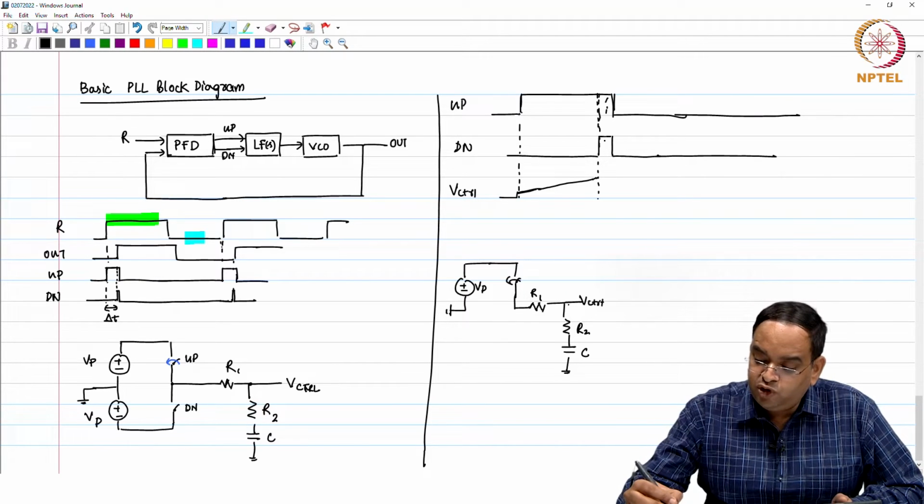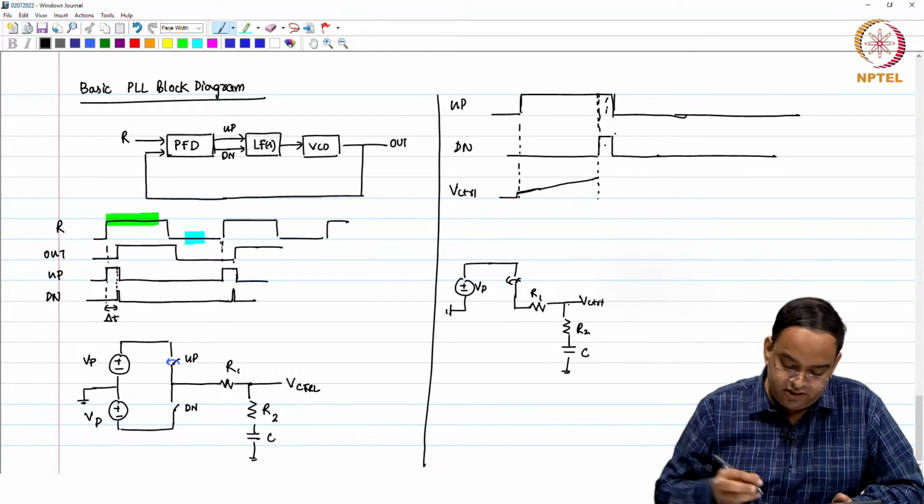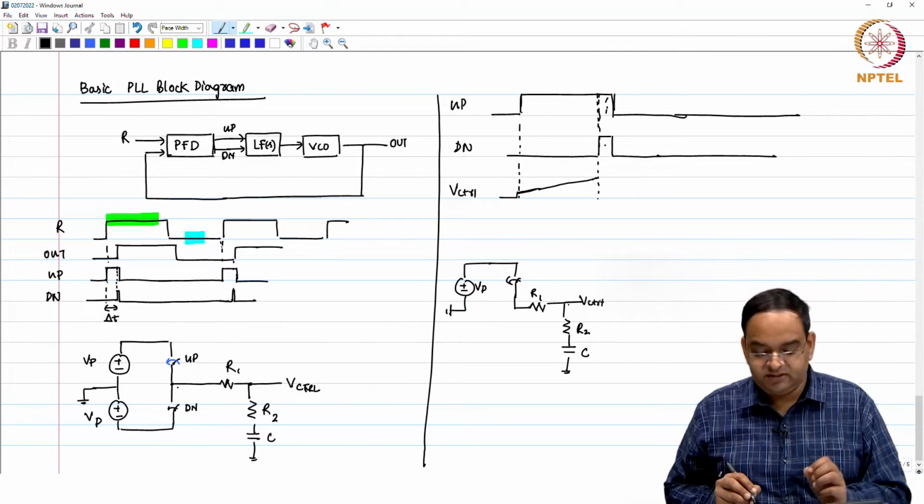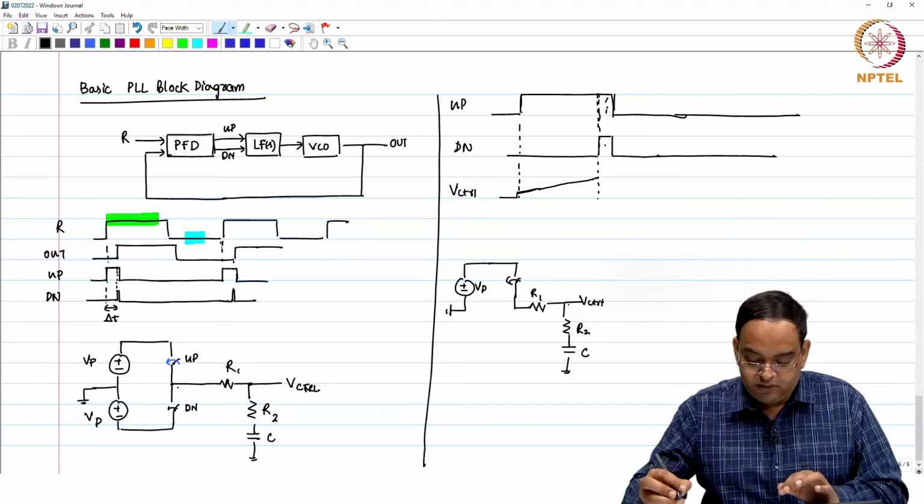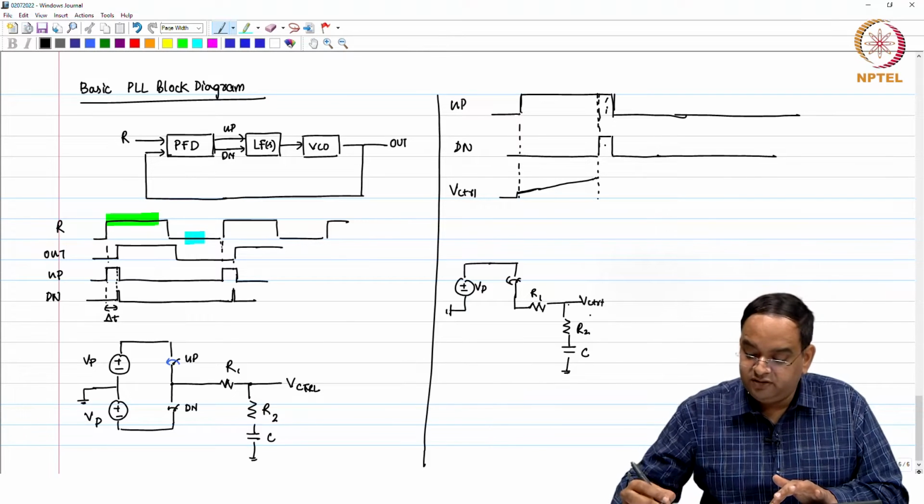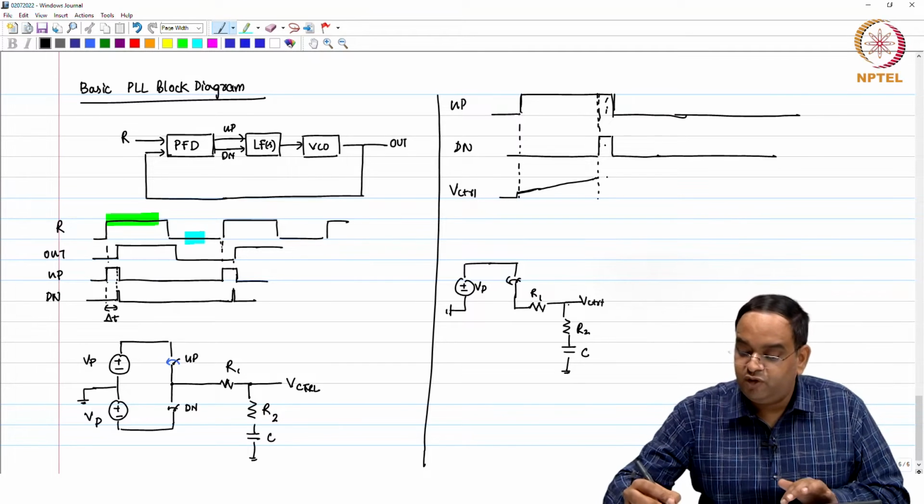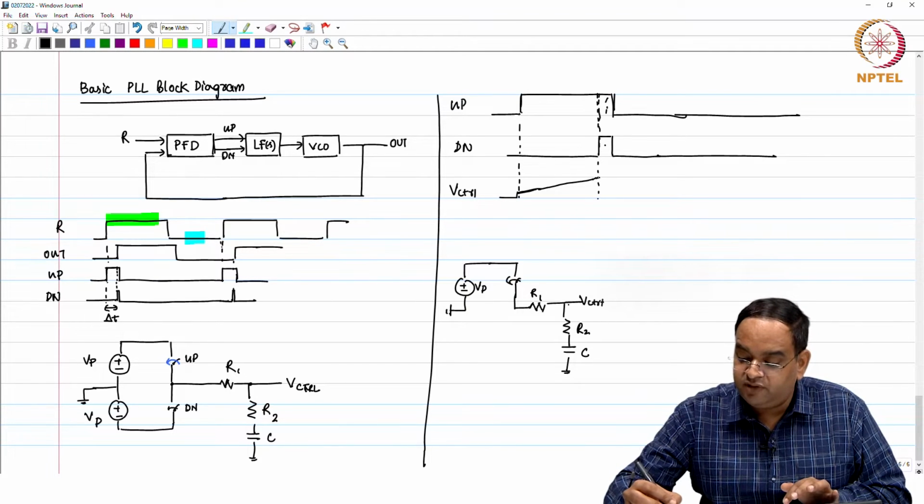And then when both of them turn high, this voltage will effectively be 0, right. So, you are applying 0 to this resistor, right. Your voltage may come down when both of them are high, and then it will remain.